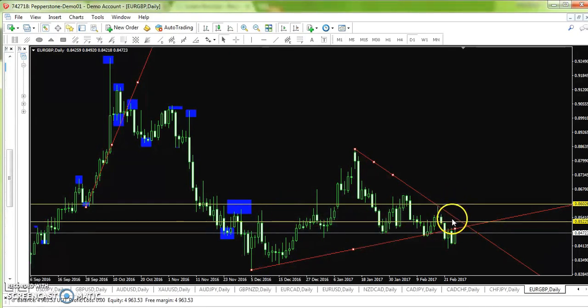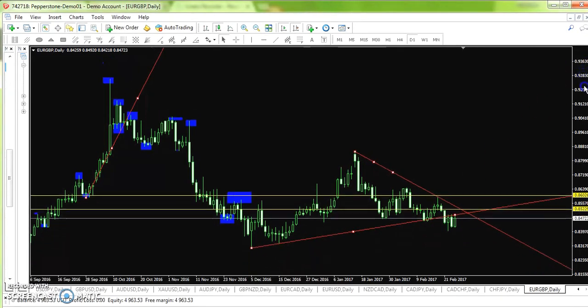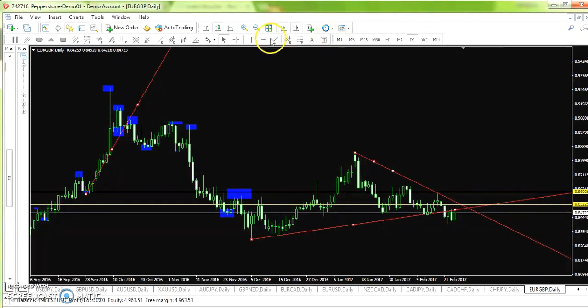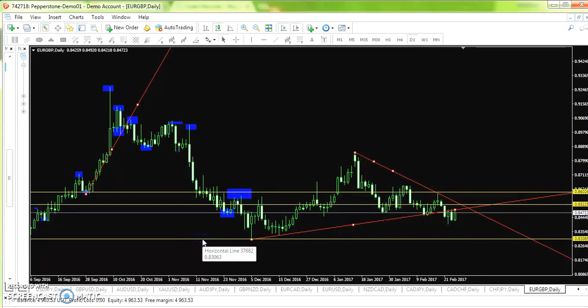Whatever points I'm risking, double that would be at least my target where I have to quit. Or I'm seeing the market is a great candidate for this 83 level. So this would be my target, or my second scenario. This is my trade of Euro GBP.